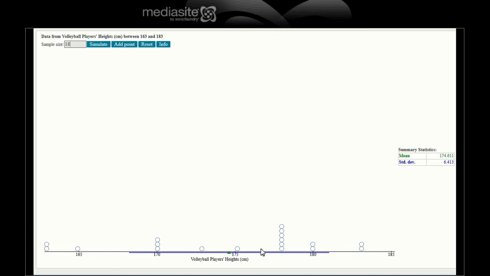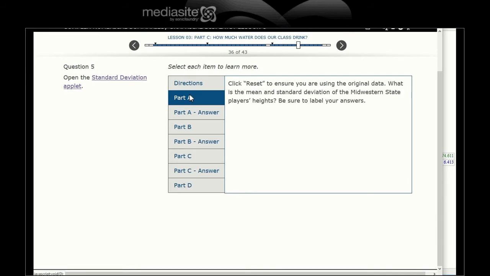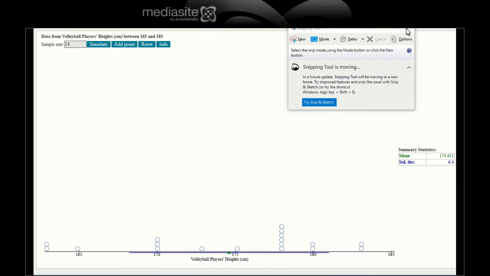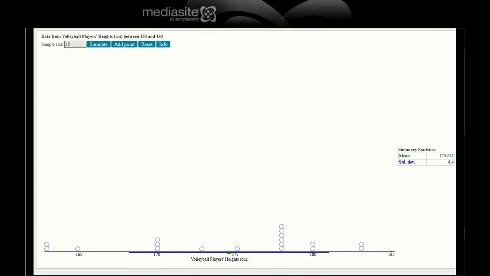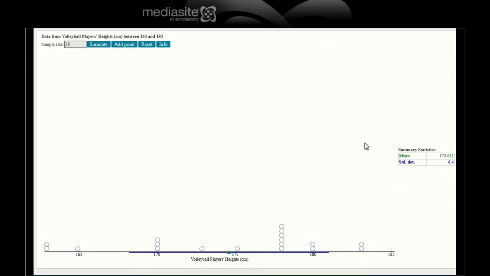So let's go back to the other screen. See what question A says. Click reset to ensure you have the original data. What is the mean and standard deviation of the Midwestern State player's height? Okay, let's go to reset. All right. So mean 174.611, standard deviation 6.4. That was just reading it right off the screen.